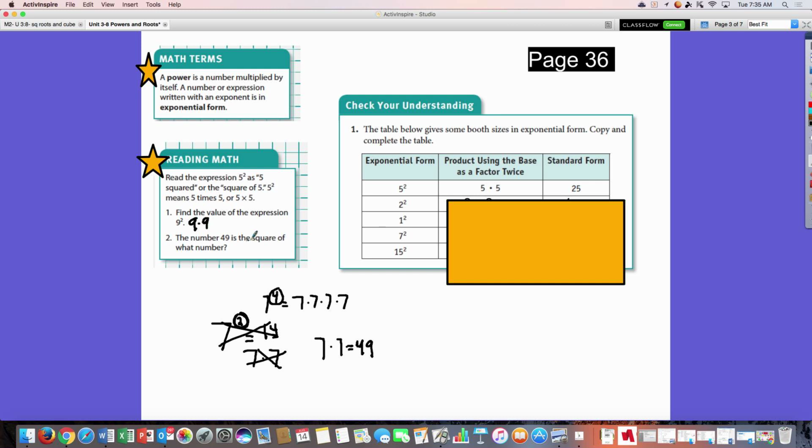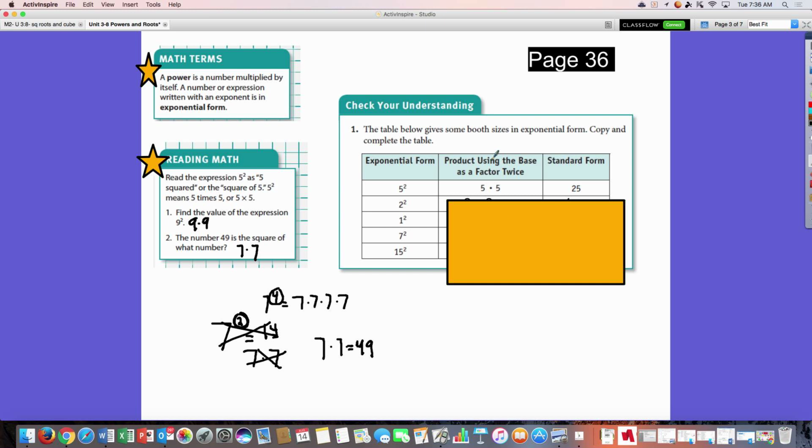The number 49 is the square of what number, meaning what number did I get? What number did I multiply together? It's got to be the same, right? Because it's a perfect square. So 7 times 7 equals 49. So you can read those both ways.